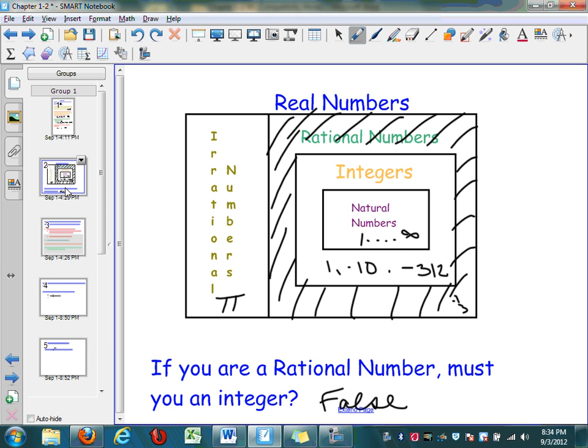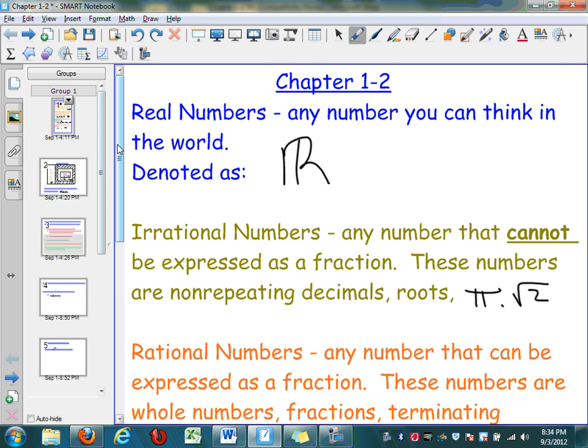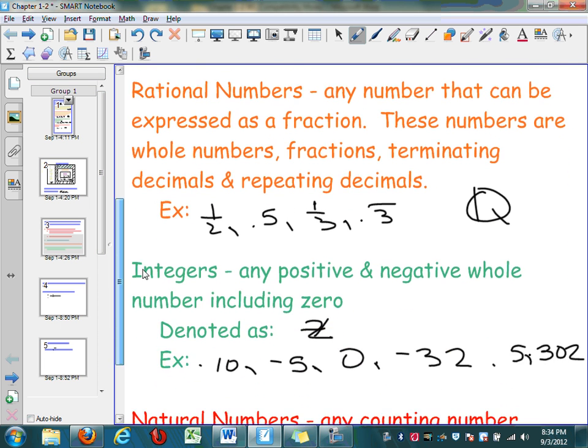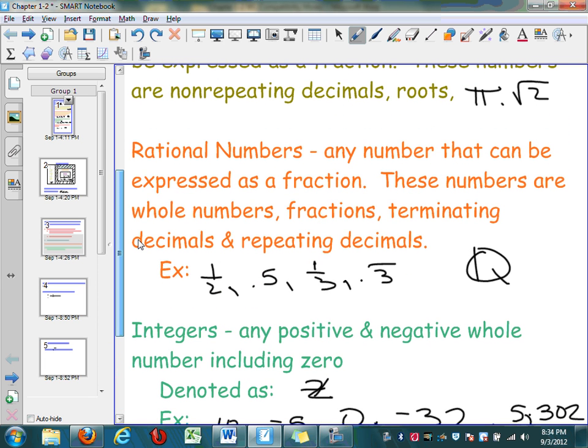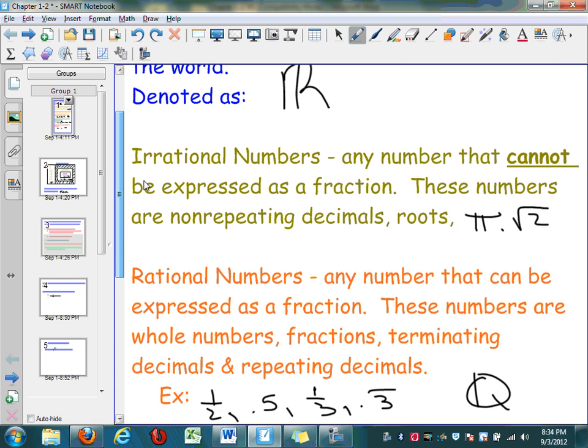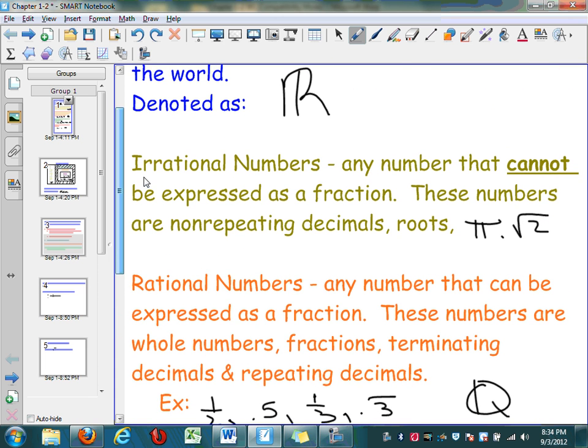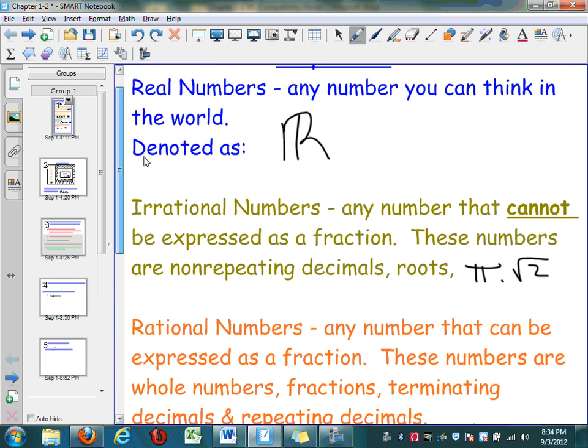So what you need to ask yourself is, are you an integer, meaning any positive, negative, whole number, including 0? Are you a natural number, meaning you can only count starting at 1? Are you a rational number, meaning you can be represented as a fraction? Are you irrational, meaning you go on forever and you never have any pattern?